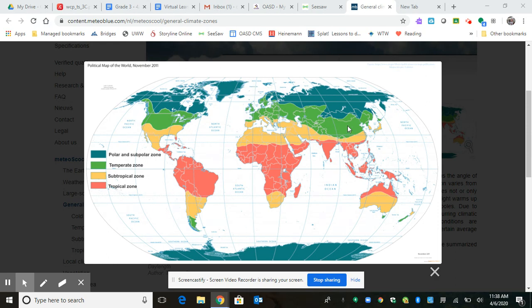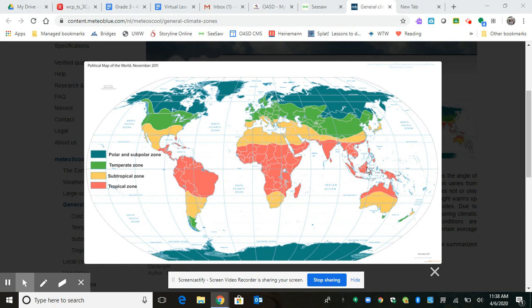Then we have the temperate zone in green. And you'll notice that over here in North America by the Great Lakes, this is where we live. So our climate is the temperate zone. We see a variety of seasons and temperatures and precipitation. Then there's the subtropical zone. And then in the middle, near the equator, is the tropical zone.